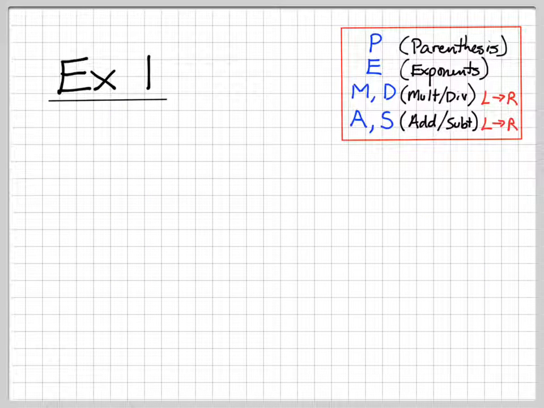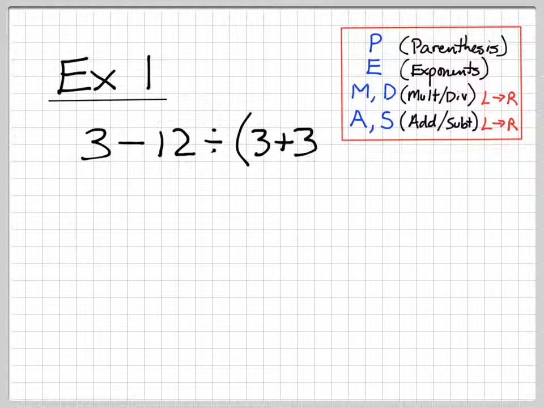Okay, for example 1, my problem is 3 minus 12 divided by, in a set of parentheses, 3 plus 3. I'm not a big fan of that division symbol, but we'll use it for this problem. Okay, you'll notice I have my order of operations kind of shrunk down over here in the upper right hand corner so we can refer to it. You'll have it in your notebook so you can just see it. So I just start looking through the problem.